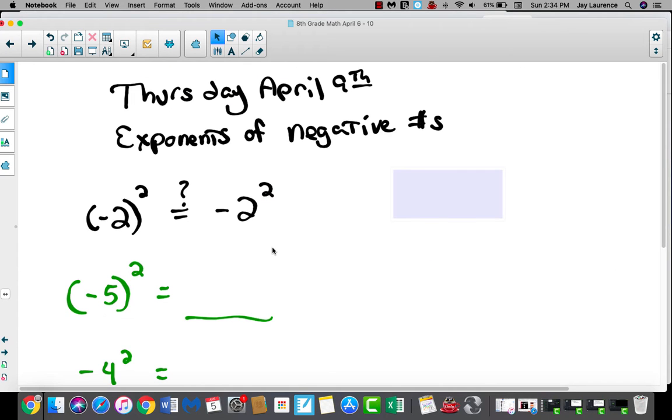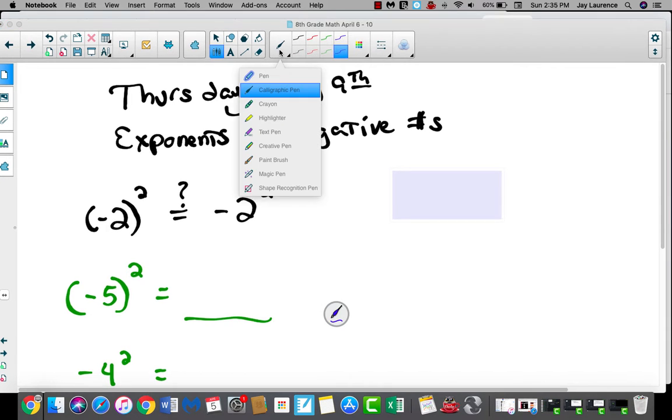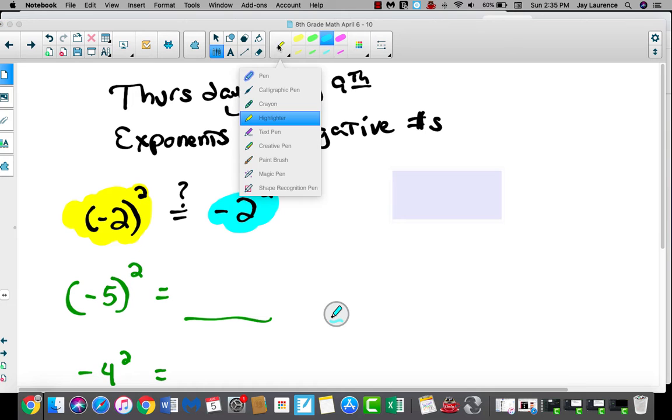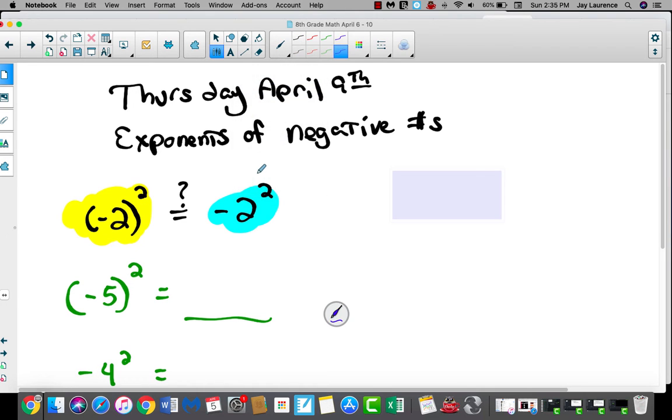Now, what a lot of you don't realize is that these two expressions are not the same. The other day, in that first video, we had a problem, and I referenced that a lot of you think this says negative 2 times negative 2. It wasn't with the negative 2, but you're absolutely right. It does say that. This one does not. Are you listening to me? You're not reading this one correctly.